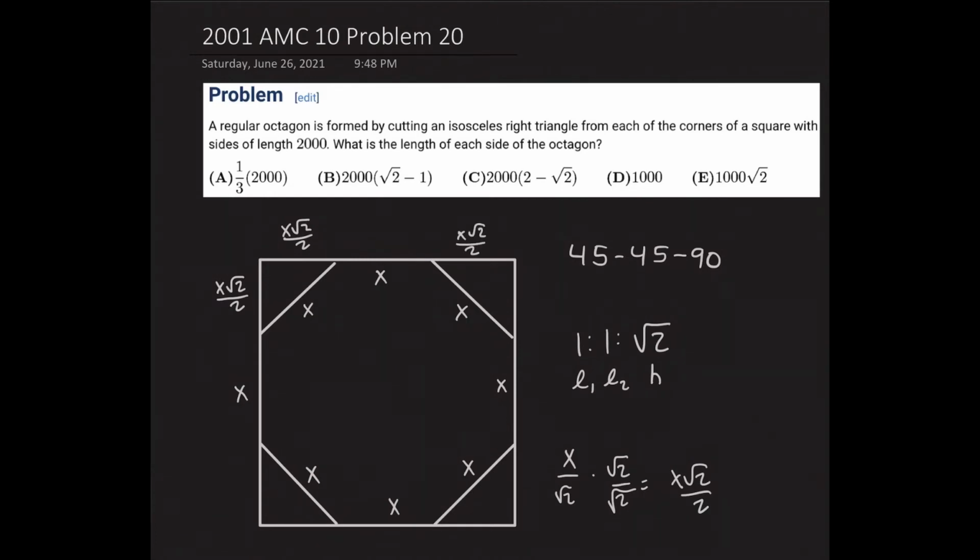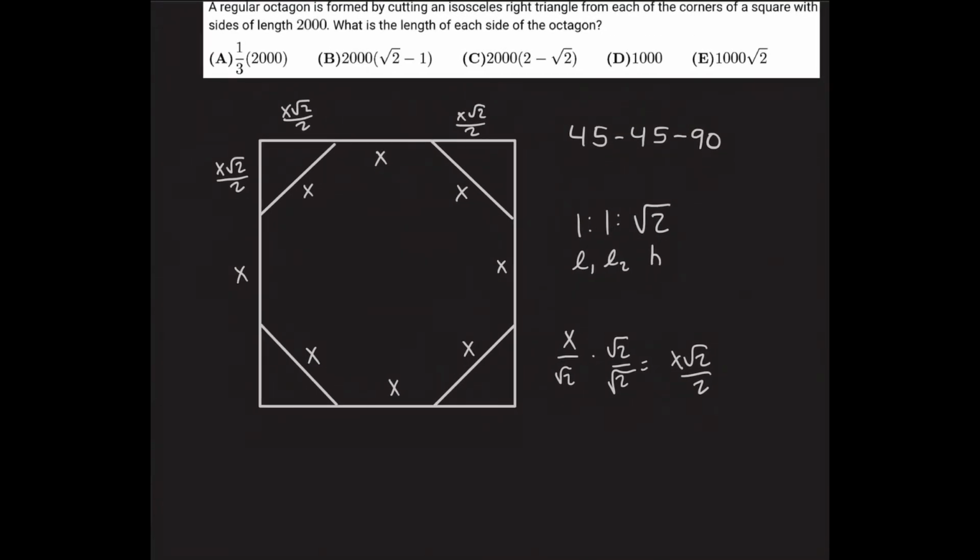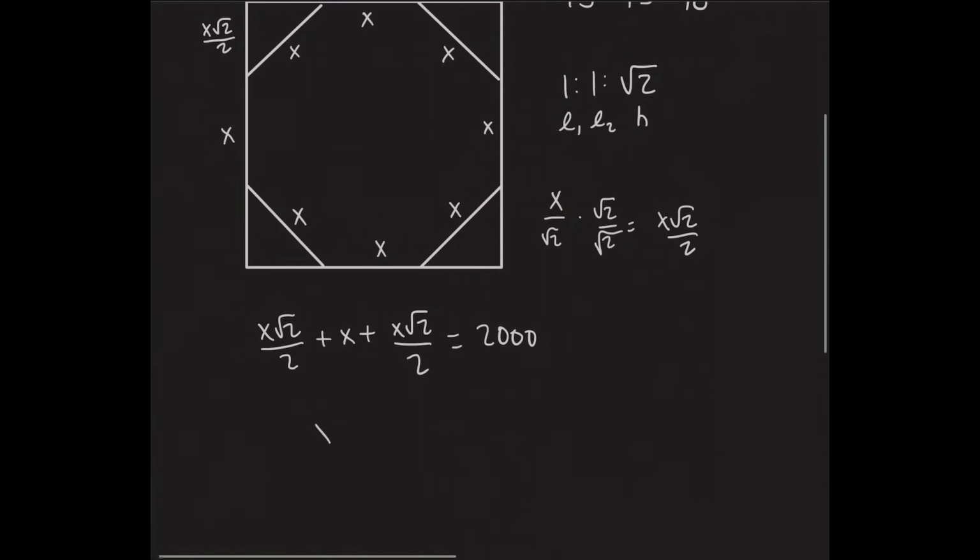And then we can continue doing this. And so if we look at the information given in the question, we're given that the side length of the square is 2000. And we also know that, for example, if we take this side right here, we know the three components that make up the side, and those are x root 2 over 2 plus x plus x root 2 over 2. And since the side length of the square is 2000, we know that this is equal to 2000. Simplifying, we get that x root 2 plus x equals 2000.